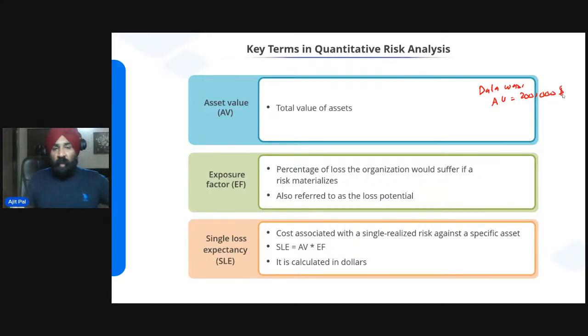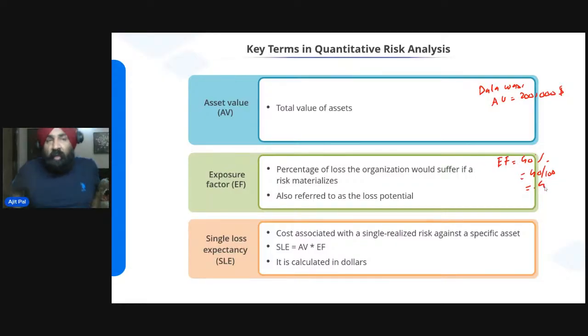Then we have the exposure factor: the percentage of loss the organization would suffer if a risk materialized. For example, a fire breaks out and my data warehouse gets damaged, and it damages the warehouse by 40%. So the exposure factor will be 40%, which is 40 divided by 100, or 0.4.